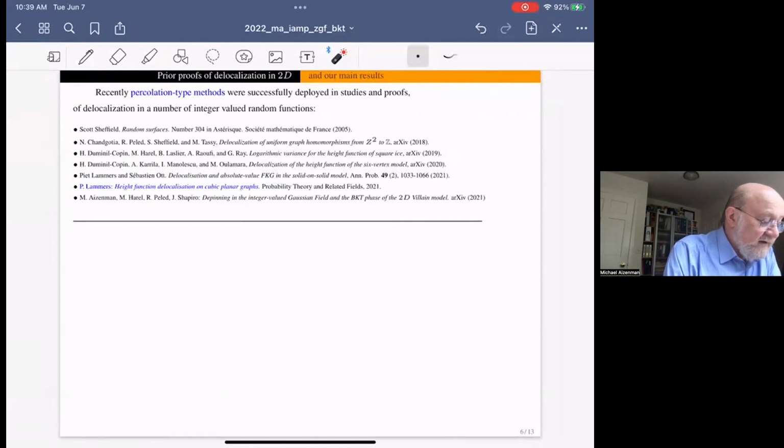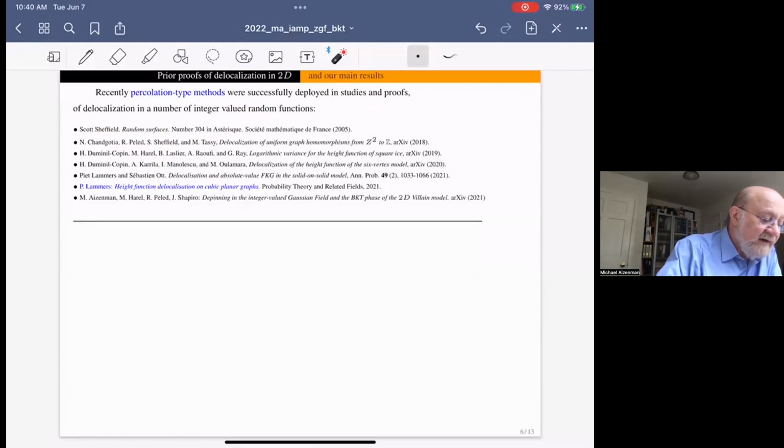Recently, percolation type methods were successfully deployed in the study of the random field, so of the integer valued random functions. And here is a number of relevant papers. I think it may have been Scott Sheffield's thesis work on random surfaces, where various basic results of such random surfaces were presented. There are papers which I would not read here, but are displayed on the page.